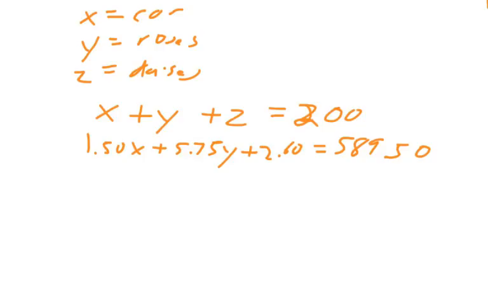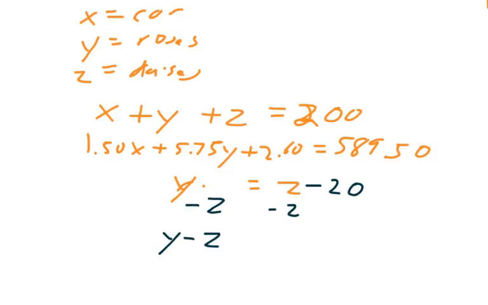It also said that they ordered mostly carnations and 20 fewer roses than daisies. So the roses, which was Y, 20 fewer roses, so equals the daisies minus 20, because we sold more daisies than roses, so that evened it out. So once again, I'm going to subtract Z on both sides, so we got Y minus Z equals negative 20.